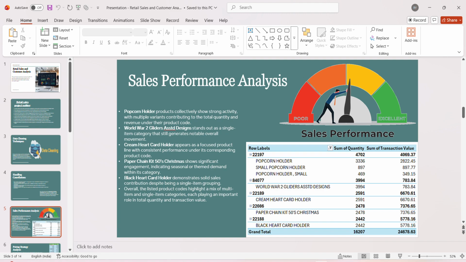The popcorn holder products collectively show strong activity, with multiple variants contributing to the total quantity and revenue under their product code. And the Black Heart cardholder demonstrates solid sales contribution despite being a single item grouping. Overall, the listed product codes highlight a mix of multi-item and single item categories, each playing an important role in the total quantity and transaction value.